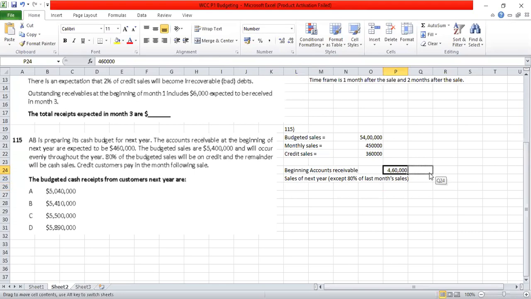So here we can put this one as the year sales are 5,400,000. Then minus 360,000. So the total amount which will be collected is 5,500,000.